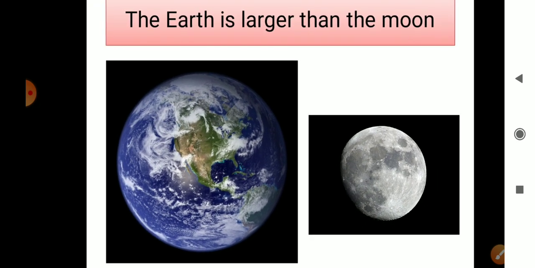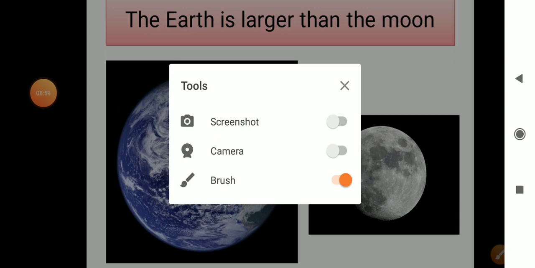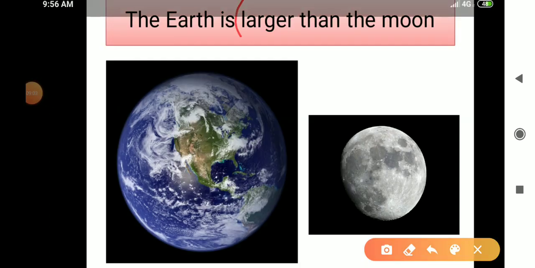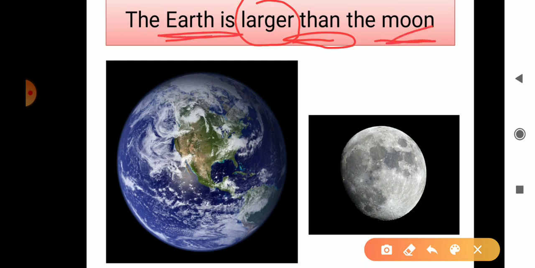Let's see the next example. The earth is larger than the moon. Here also, we'll see the word larger. This word larger tells us about comparison, and this word than. Who is larger than whom? The earth is larger than the moon. So this tells us there is a comparison between two things.